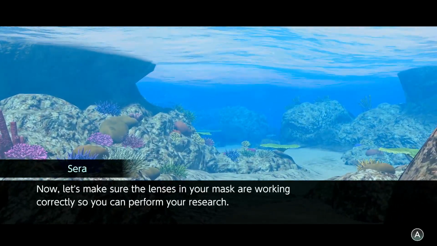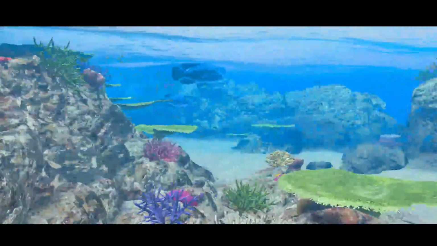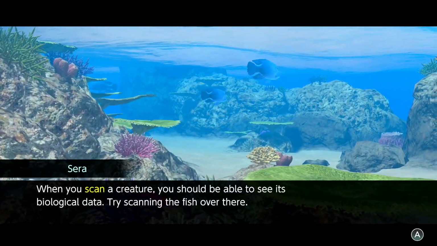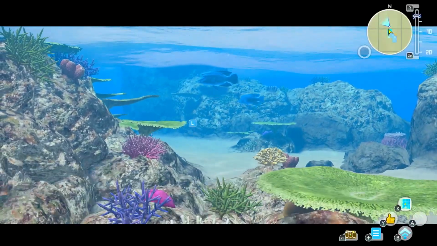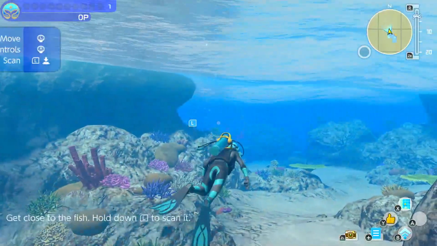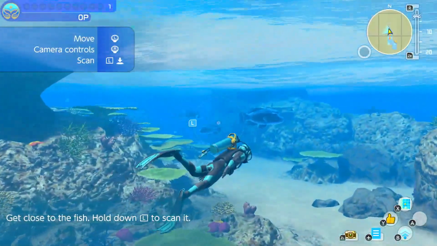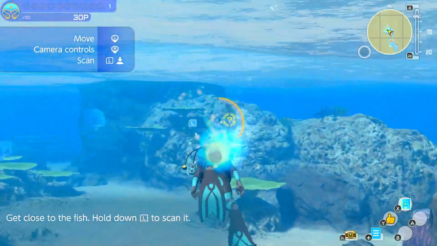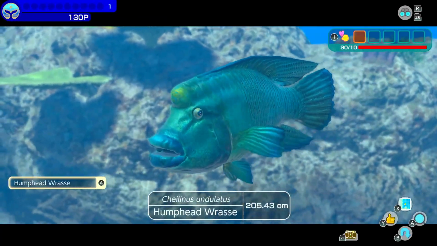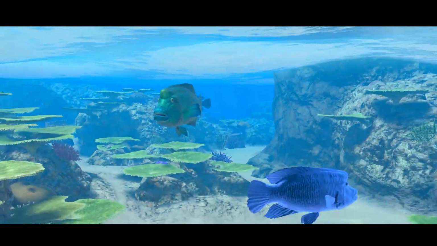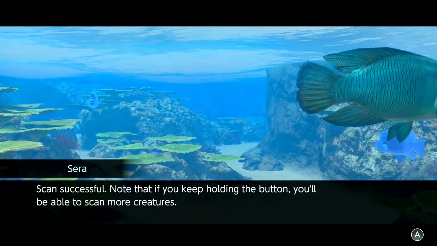Now, let's make sure the lenses in your mask are working correctly so you can perform your research. When you scan the creature, you should be able to see its biological data. Try scanning the fish over there. Scan successful. Note that if you keep holding the button, you'll be able to scan more creatures.